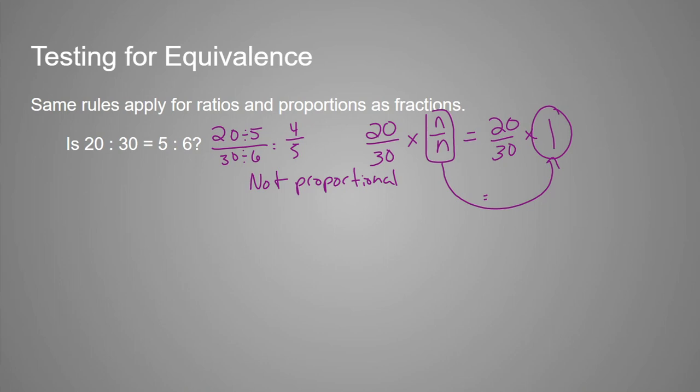Now, the other way that we could test for proportionality is to take 20 divided by 30 and see what it is as a decimal. And when we do that, we get 0.6 repeating. And if we take 5 divided by 6, we get a decimal of 0.83 repeating. Because those two are not equal, these are not proportional.